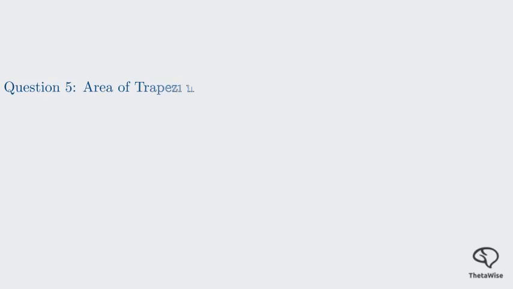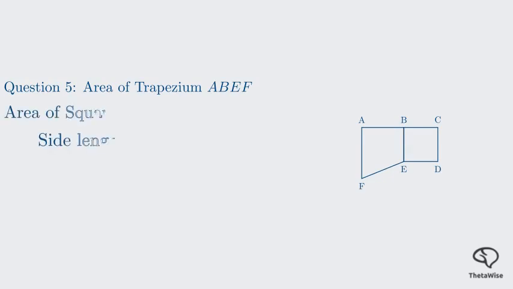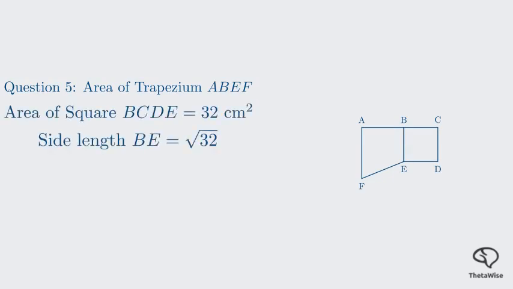Let's look at question 5. We have a composite shape, a trapezium ABEF, joined to a square BCDE. We are given that the area of the square is 32 square centimeters. Since the area of a square is side squared, we can find the length of side BE. Using your calculator, the square root of 32 is approximately 5.657. We will keep the exact form, square root of 32, for now to avoid rounding errors.